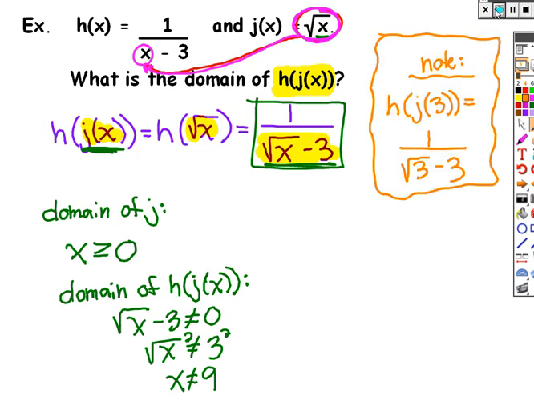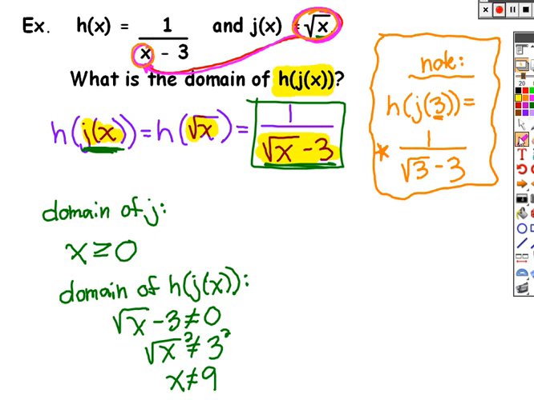So in summary, if you read my little note off to the right in orange, can I plug in 3 to function j, and then what comes out I plug into function h? Yes, 3 actually doesn't cause a problem. I do get out a real number. The thing that causes a problem is 9. If I plug in 9, the square root of 9 is 3. 3 minus 3 is 0. That's going to produce a problem.